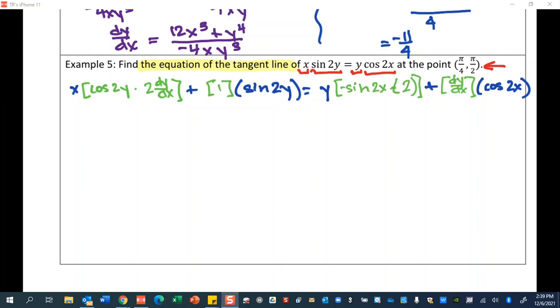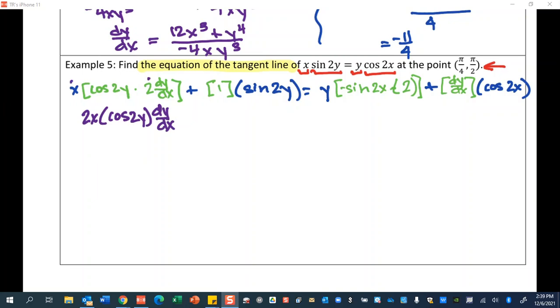All right. So now when we go to put this together, we've got 2x cosine 2y dy/dx. That's confusing. Let's write it better. Ready? It's 2x together, and then it's easier if we keep cosine of 2y together, and then have the dy/dx. Those parentheses help out a little bit, don't they? So here's my 2, here's my x, cosine of 2y, dy/dx.